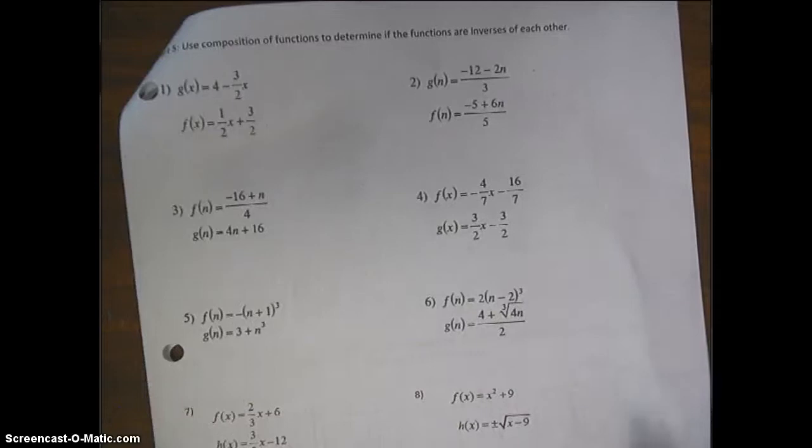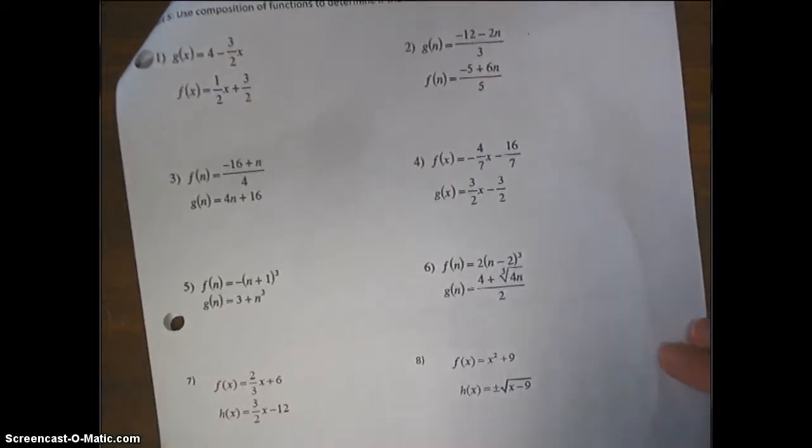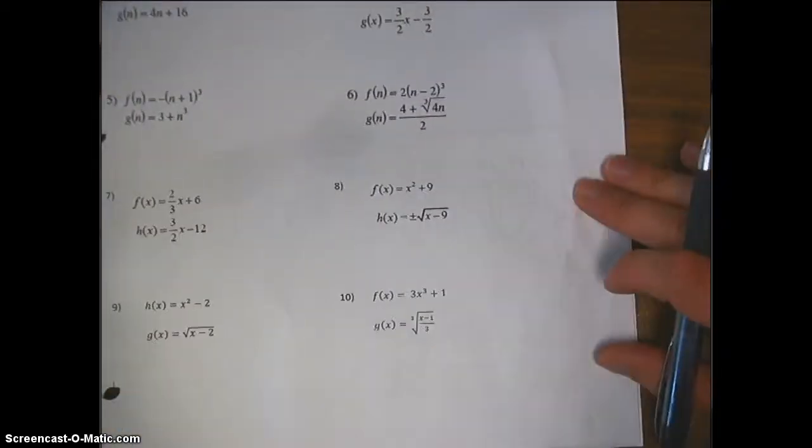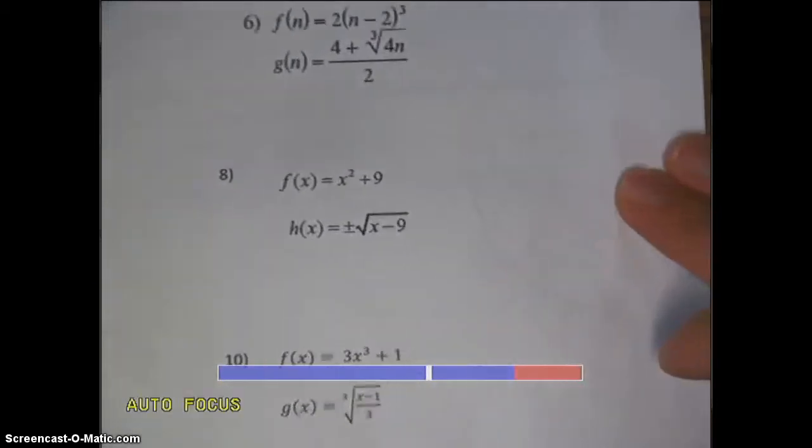Use the composition of functions to determine if the functions are inverses of each other. So it's just asking you to find f of g of x or g of f of x. And I want to do a couple of these. And I think I'm going to start with number 8. I'm just going to arbitrarily choose number 8 here.